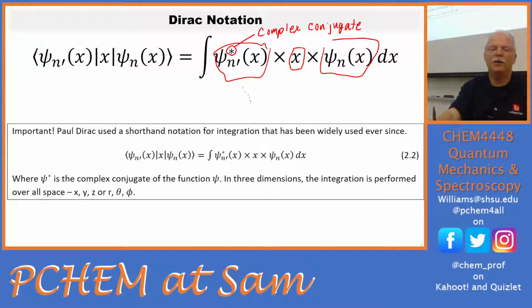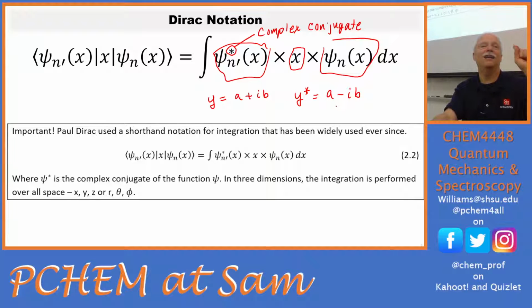Okay, what does that mean? Well, if you have, let's just say, y equals a plus ib, so some imaginary number, then y star is equal to a minus ib. So the only sign that changes is the i. Notice a is still positive. So the complex conjugate, wherever there's an i, you change the sign.